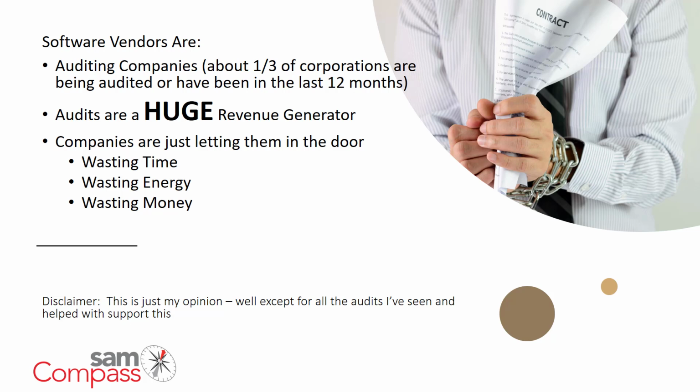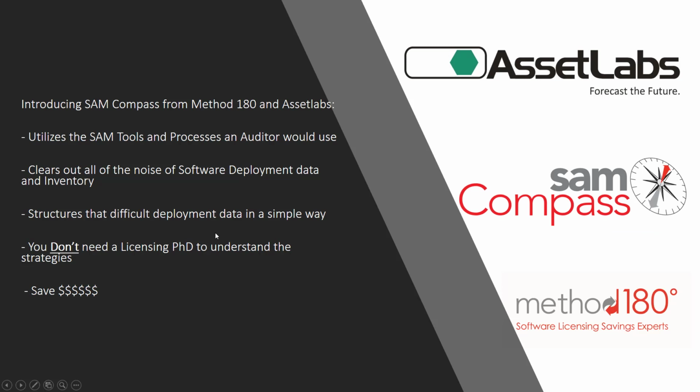In this free short video, I'm going to show you how these vendors use these software audits to generate revenue and what you can do to ensure you only pay for what you are actually using. I'm not only going to show you how Method 180's SAM Compass process uses the same tools the auditors do, most of which are free by the way, but I will show you the tool we use to clear the noise out of your deployment data, structure that data, and how to apply licenses to get the optimal results for yourself. And guess what? You don't need to be a licensing PhD to figure these strategies out. You can save yourself thousands of dollars just by copying us, or of course you can just allow us to do it for you.